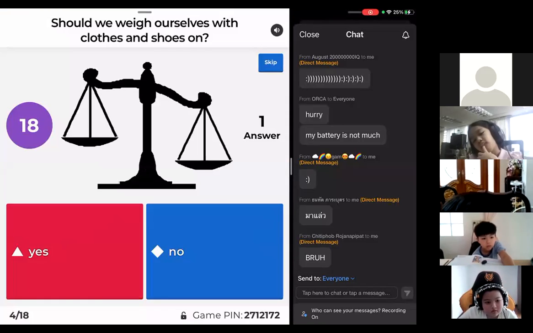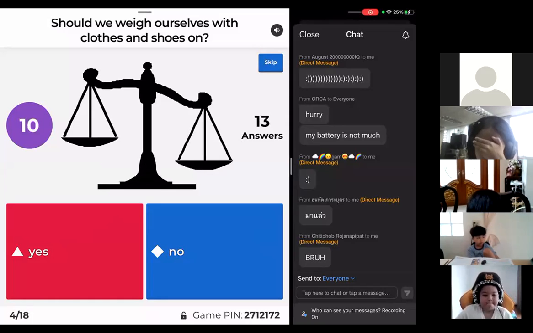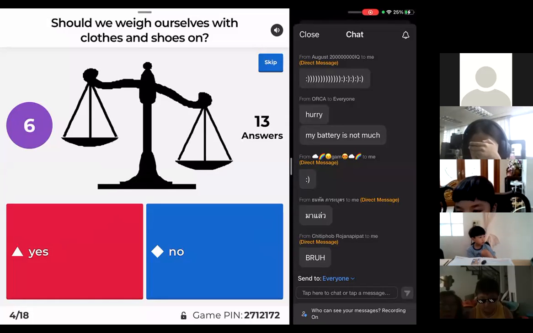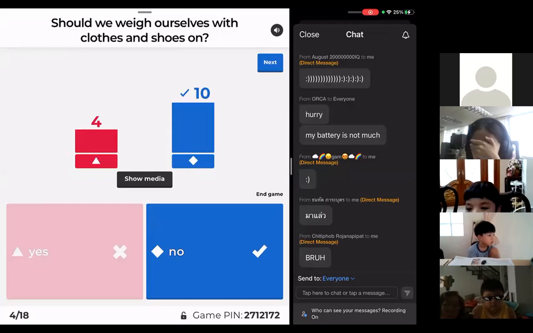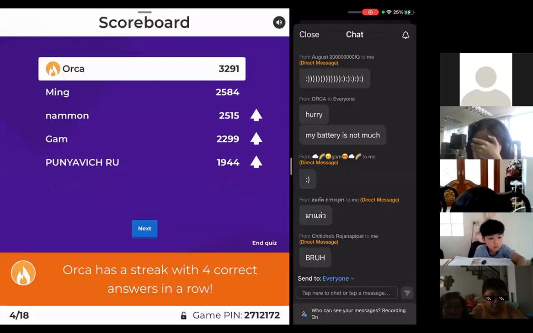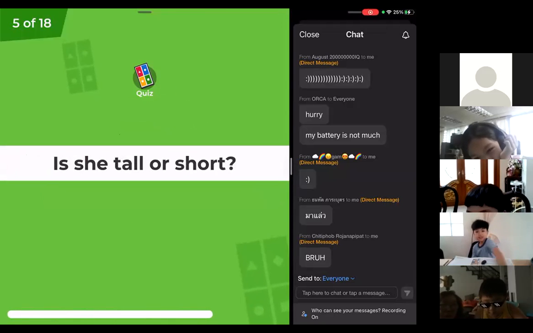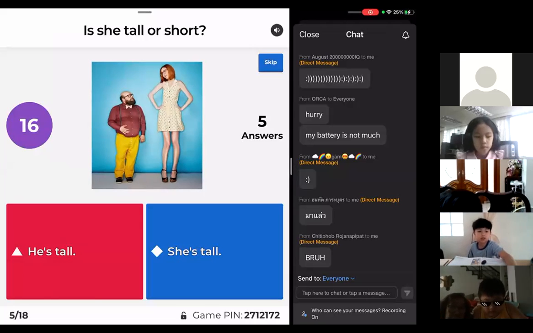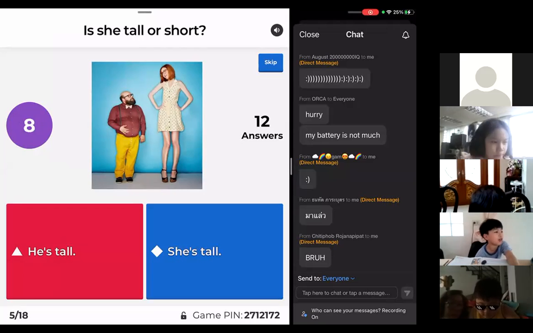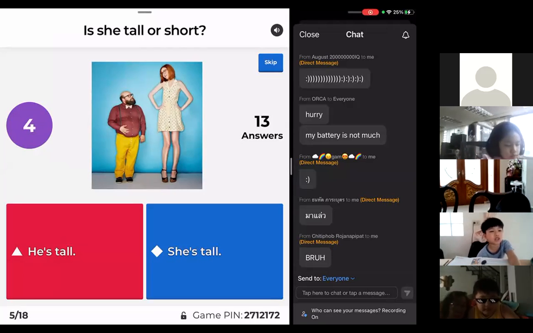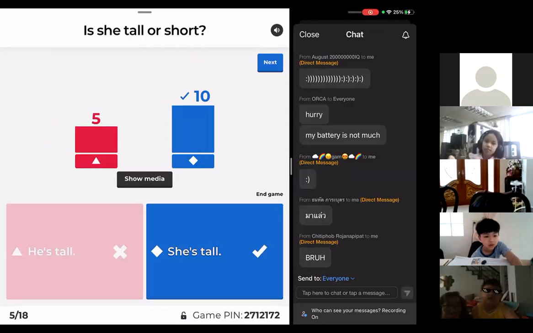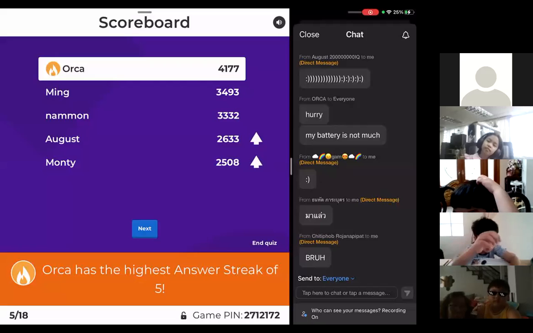Should we weigh ourselves with shoes and clothes on? The answer is no. Add more weight onto the scale if they're on your body. Is this woman tall or short? She's tall. Okay, good. Well, okay.